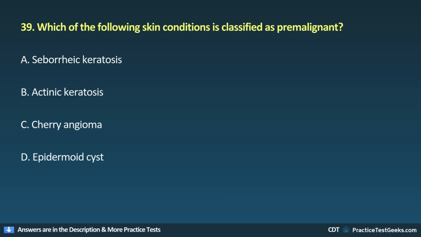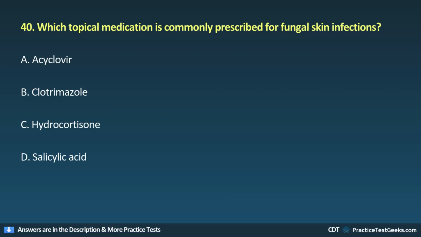39. Which of the following skin conditions is classified as premalignant? A. Seborrheic keratosis. B. Actinic keratosis. C. Cherry angioma. D. Epidermoid cyst.